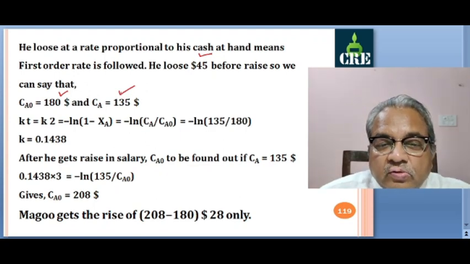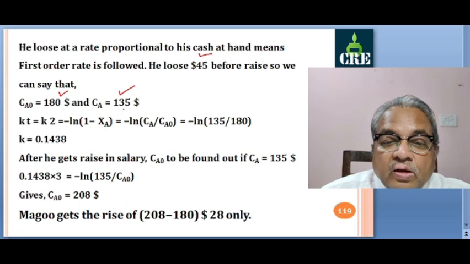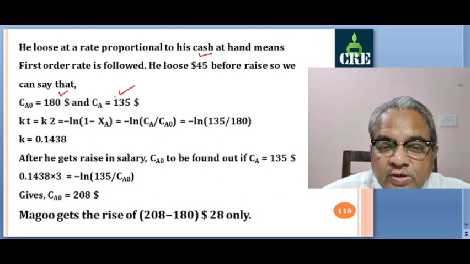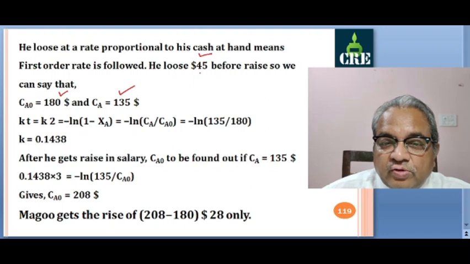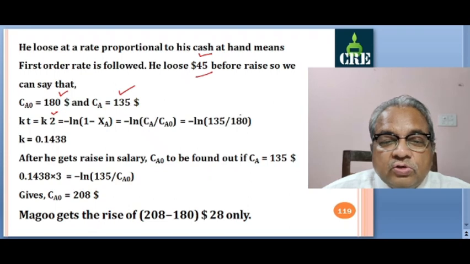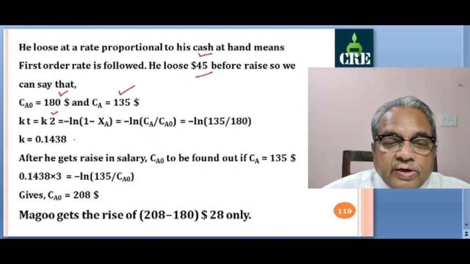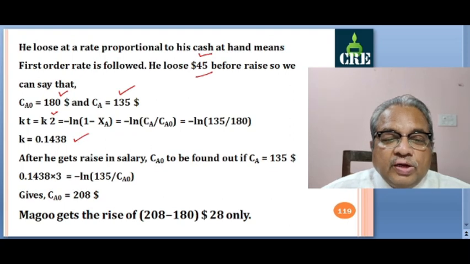In terms of reaction, we say CA is the unreacted material still present, and here in terms of money it is unspent money which is not lost yet. This $45 is already lost in 2 hours. So k into t, with t as 2 hours, is minus ln of 1 minus XA, that is nothing but minus ln of CA by CA0. We know CA is 135, CA0 is 180, so you can calculate k and k comes out to be 0.1438.